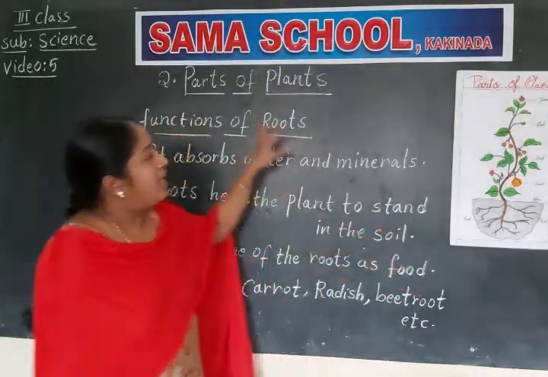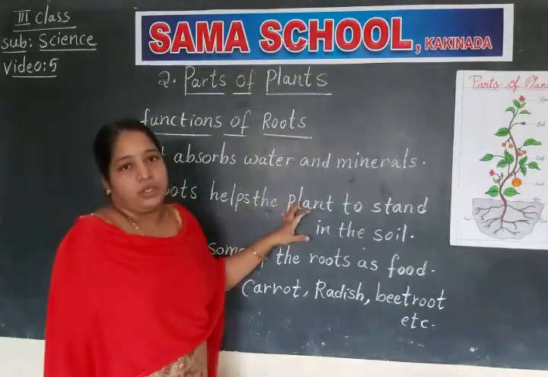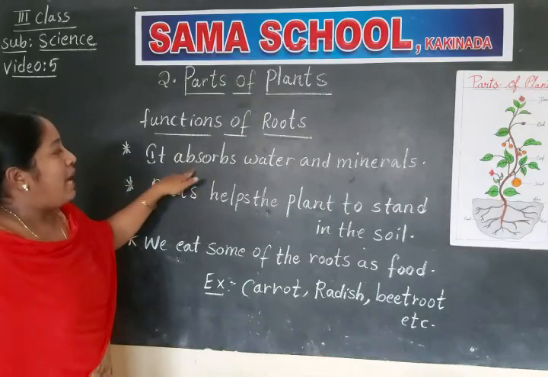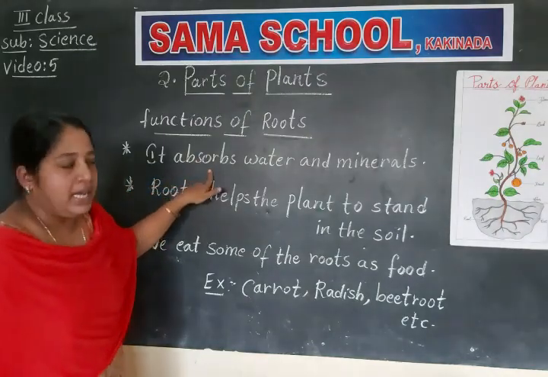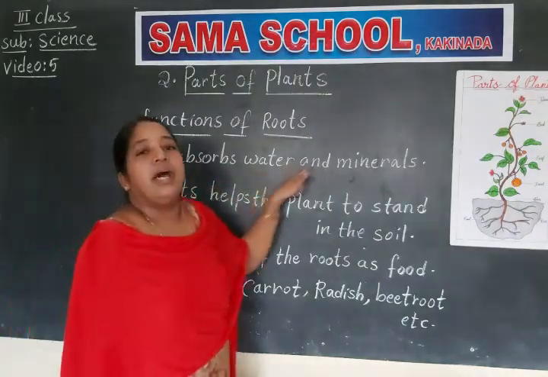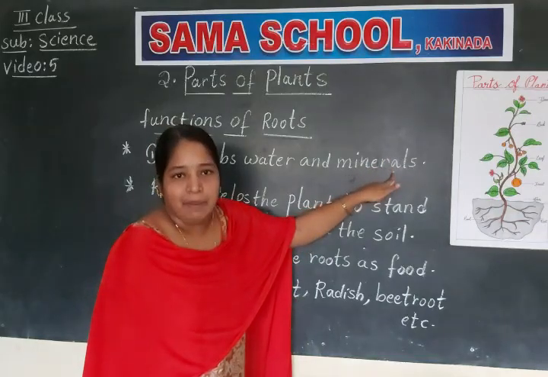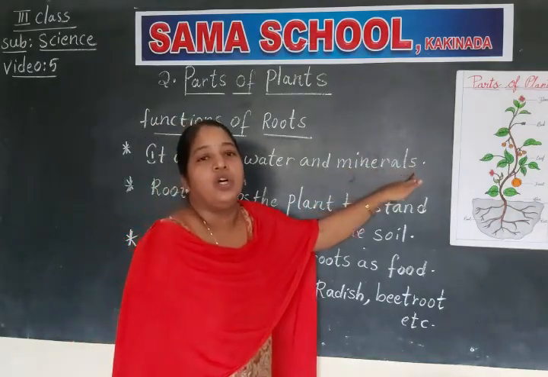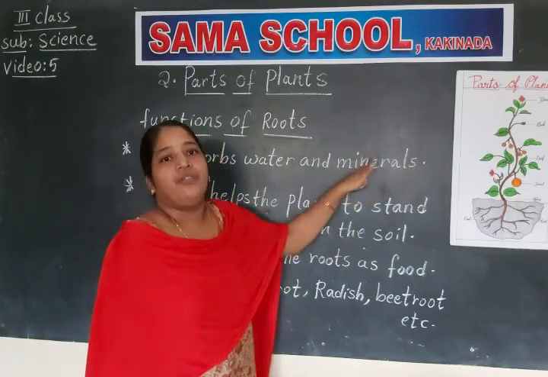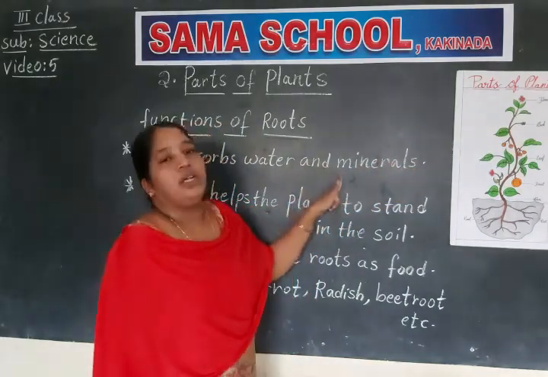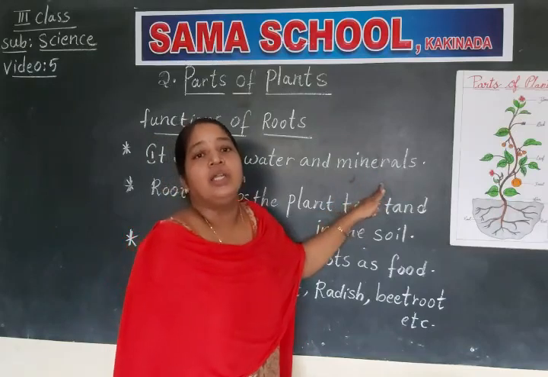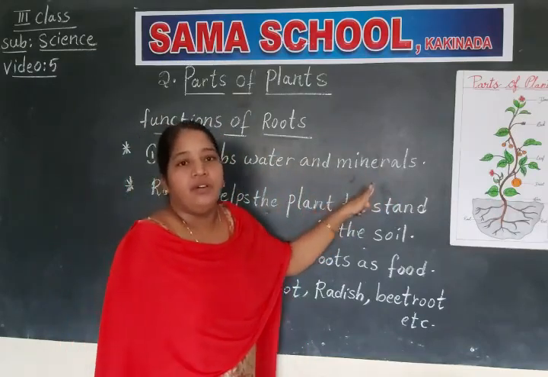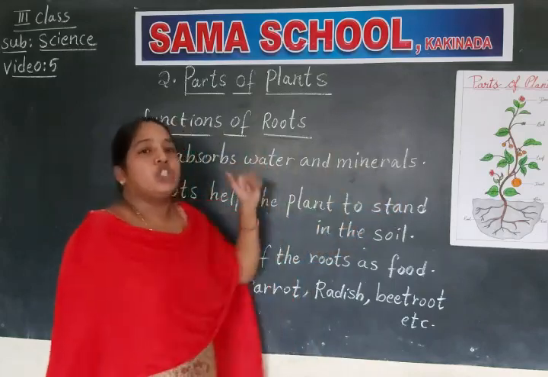These are the few functions of roots. Clear, children? What is the first function? It absorbs. Absorbs means to take in. What to take in? Water and minerals. Minerals are the substances which are used for the growth of a plant. Without water and minerals, the plant will not grow. So the main function of root is absorption of water and minerals from the soil.